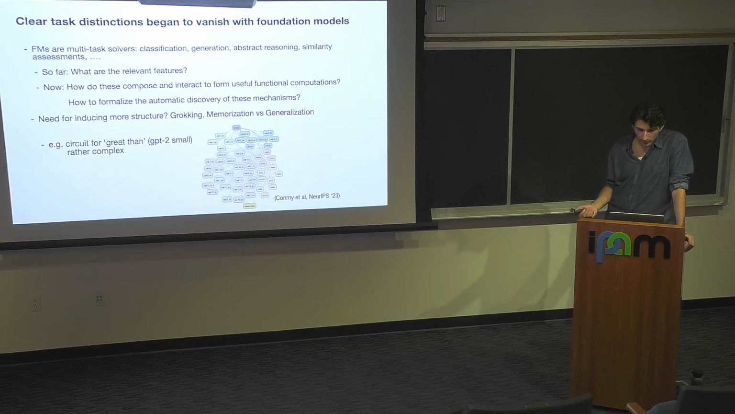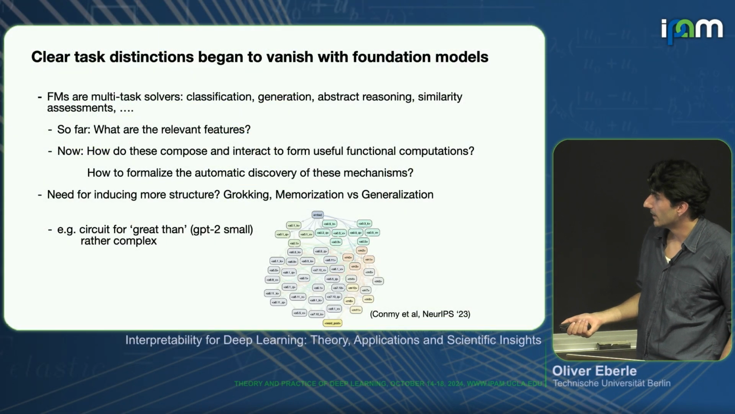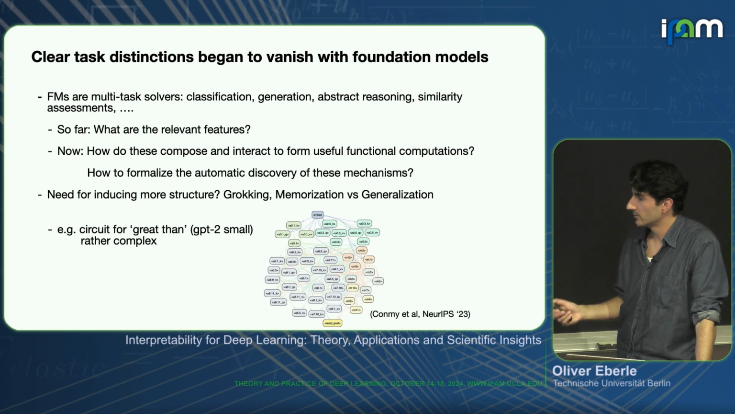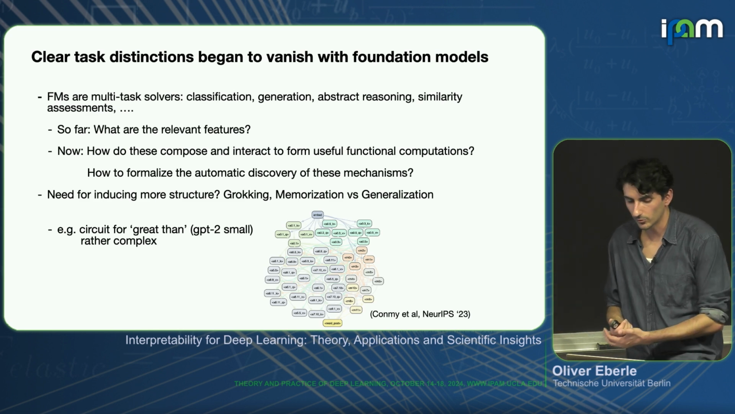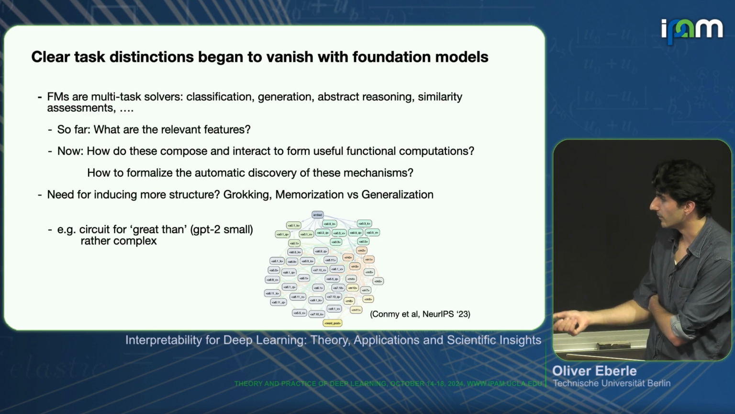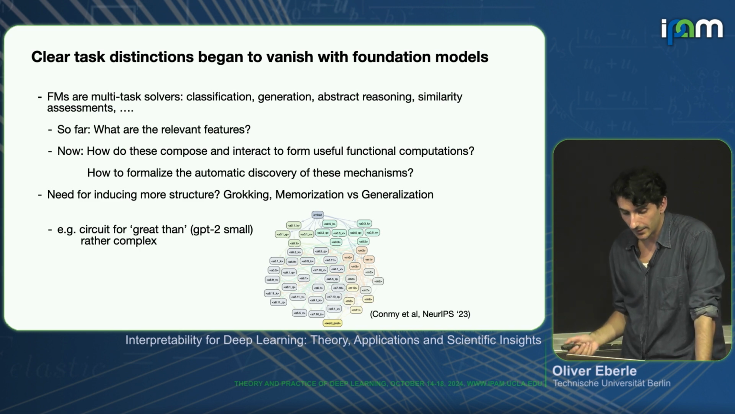from last year at NeurIPS. In order to implement a greater than operation, this is a circuit that these authors found. It seems pretty complex to me somehow. This is usually one attention head, and these are different layers. To implement such a simple function, I think the compositionality benefits that one could hope for are not really exploited here. So I think there's some work to do to improve these models.